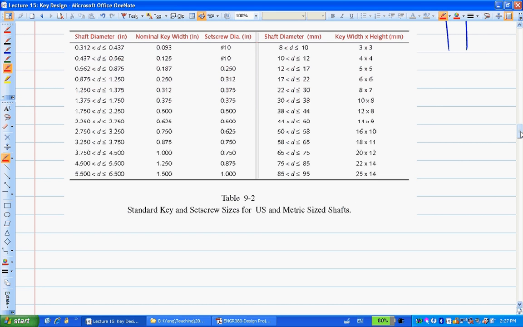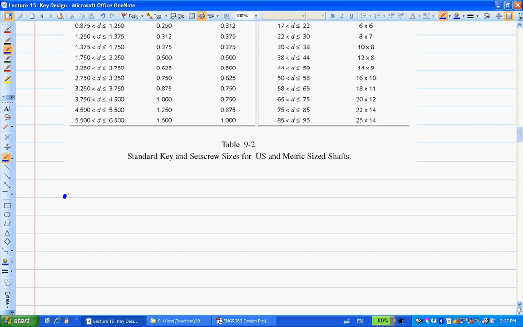Now, in terms of the key size and the material, keys are generally made from low carbon steel. When you design a key, one thing that you have to make sure of is that they are always negatively toleranced.